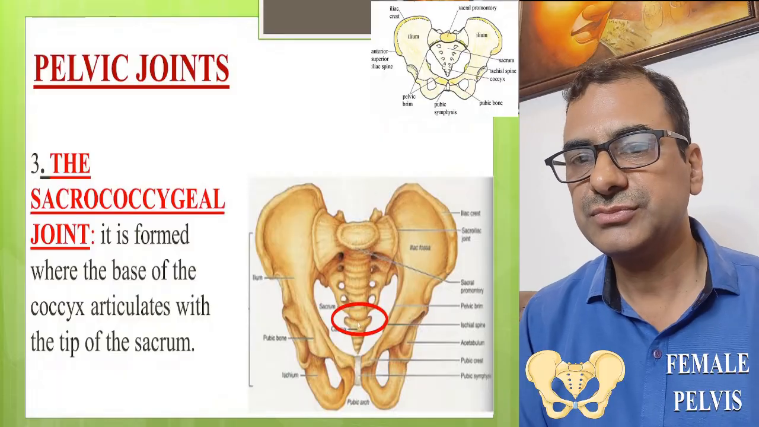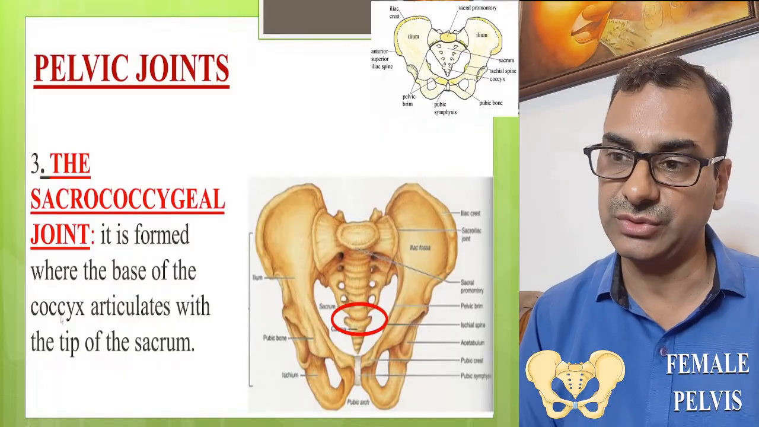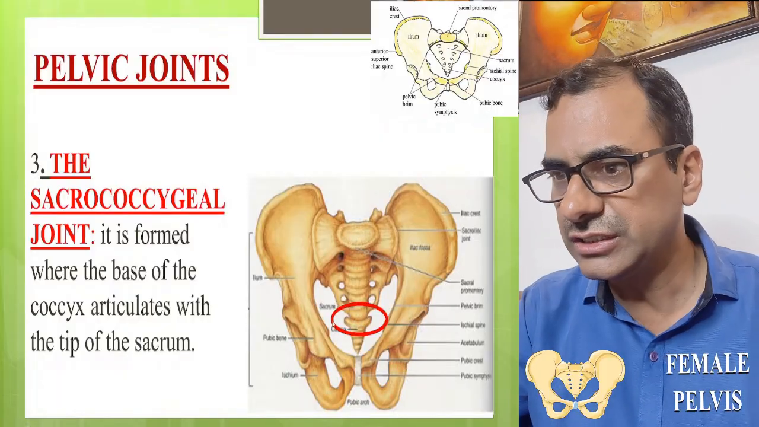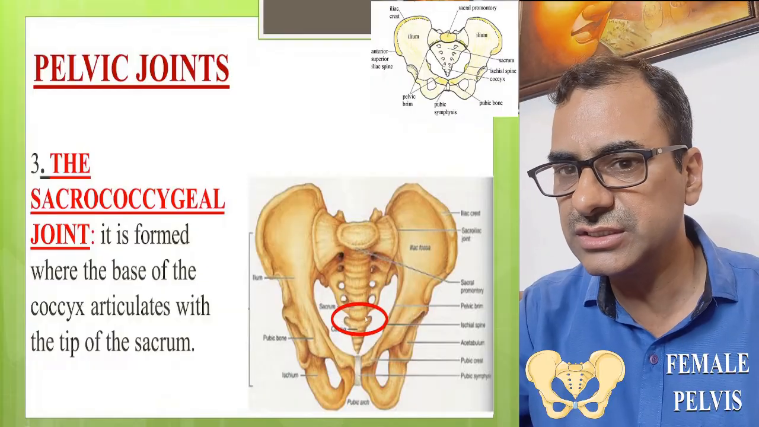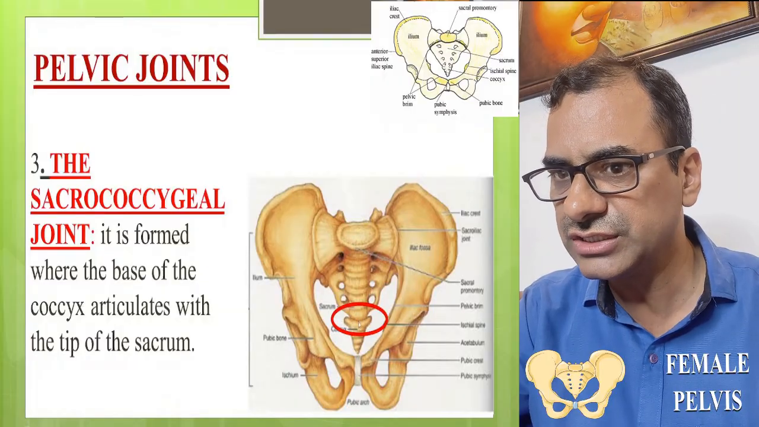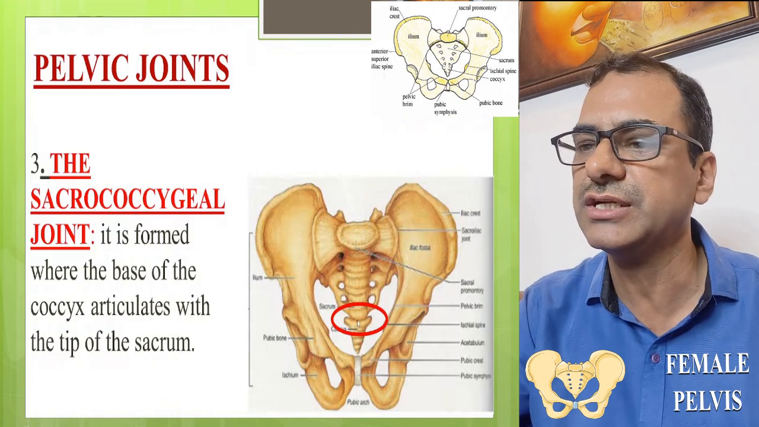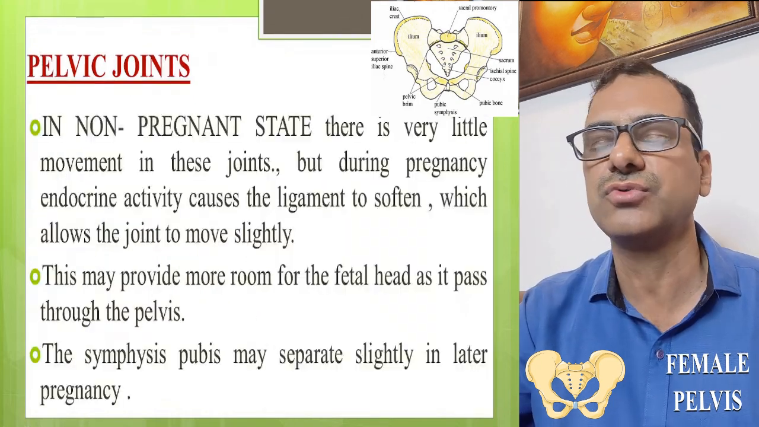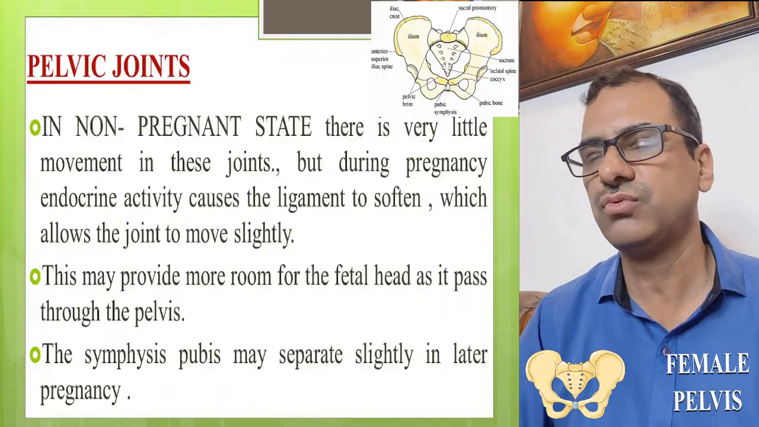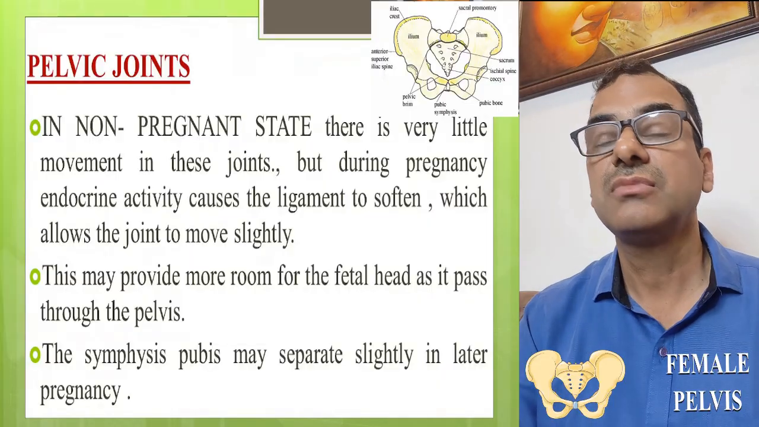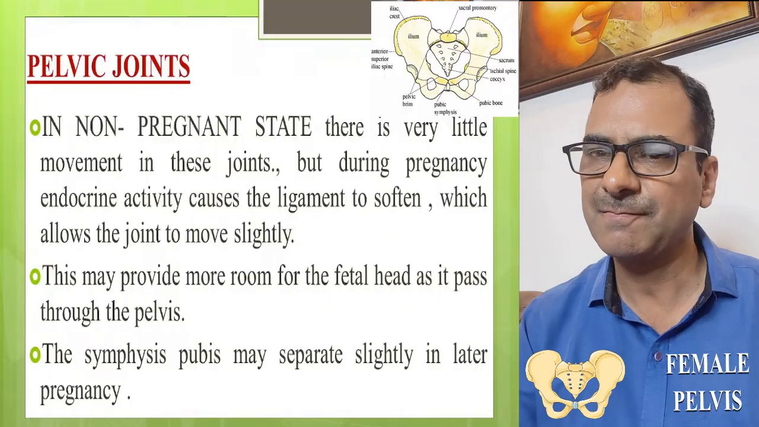Third one, the sacrococcygeal joint. The sacrococcygeal joint is formed at the base of the sacrum, and the coccyx articulates with the tip of the sacrum. So this is the tip of the sacrum and this is the coccyx. This joint is formed here. So these four joints are called pelvic joints.